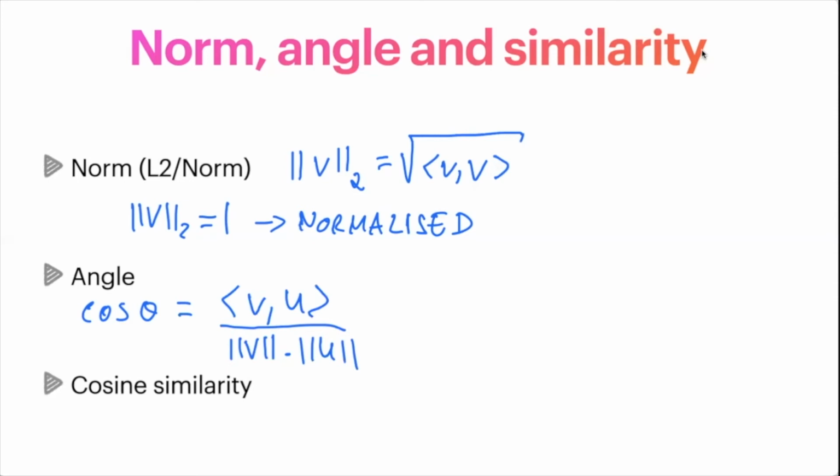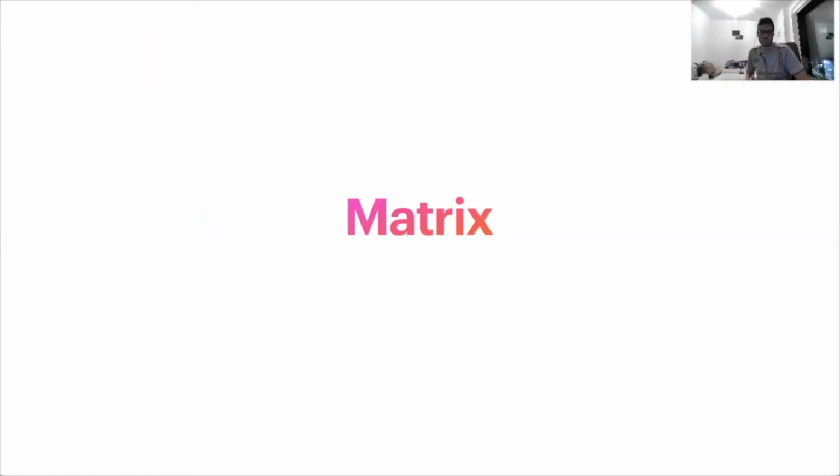So theta is the angle between the two vectors, and the cosine similarity is given by the dot product divided by the norms of the vectors. And if you pause the video and come back to the first slide, you're going to see that now you can understand the documentation of the cosine similarity. The most important concept in linear algebra is that of the matrix.